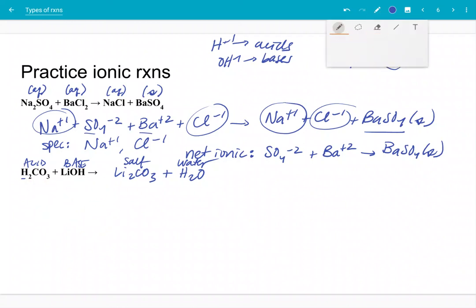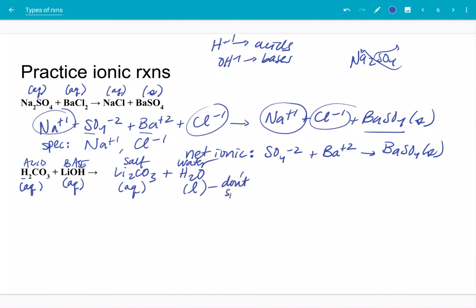Then I'm going to use my solubility rules to figure out the labels. Don't forget, acids are aqueous. Lithium, rule number 1, is aqueous. Again, rule number 1, aqueous. And the water is considered a liquid, and we don't split up waters. So I might make a note: don't split. Also, this is a weak acid if you look at the list. Weak acids don't split. They need all the help they can get.